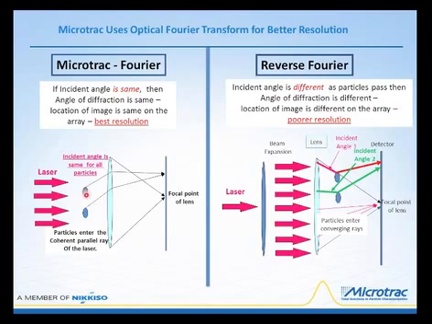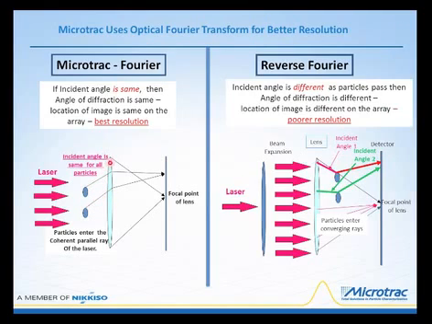But let's assume that this particle maintains its orientation as it passes through the cell and interacts with the laser. Regardless of where the particle is in the cell and where it interacts with the laser, the laser is incident on this particle at the same angle. As a result, the diffraction angle is identical for the particle regardless of its location in the cell.